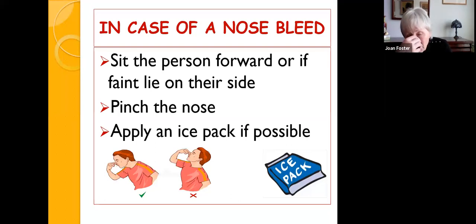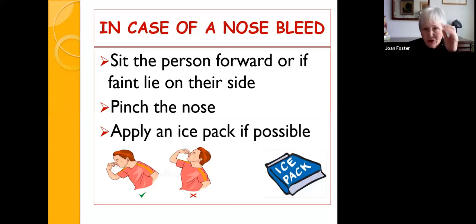And so I say that if you've got somebody who has a nosebleed, they either sit forward like this with their hand on a table or on their knee or whatever, or you lie them on their side if they're feeling woozy. You pinch the nose and you don't peek. You don't peek for at least 5 minutes.